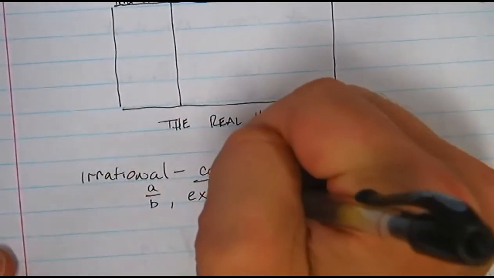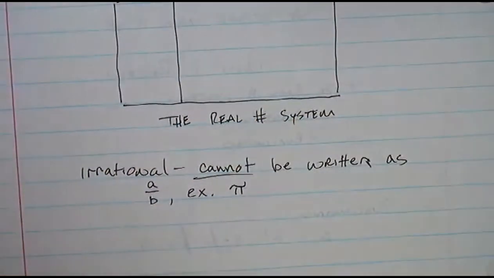It cannot be written as a fraction A over B. So for example, the best one for us that we're most familiar with is pi, okay? You have no way of writing pi as a rational number or as a fraction because, right? It doesn't have an end. There's no way to find where it actually stops, okay?